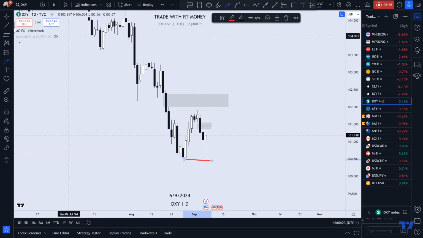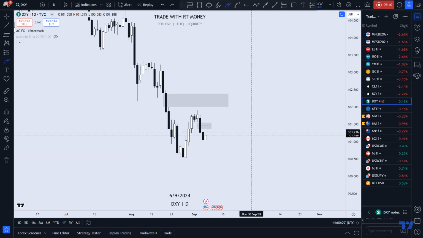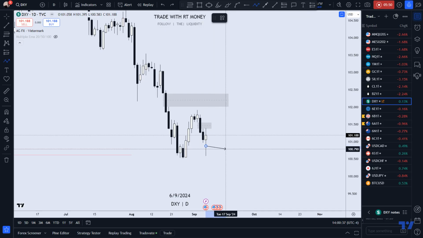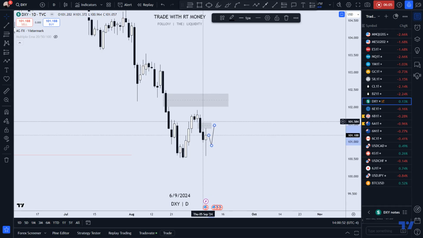What do I expect coming this week? I expect price, I don't want to see it come past half of this wick, the halfway mark of this week. I don't want to see it come back past half that wick. What I want to see is price probably come down here, and I want to see what it does once it reaches back up to this bearish fair value gap.